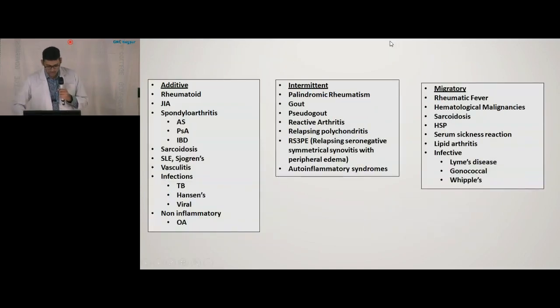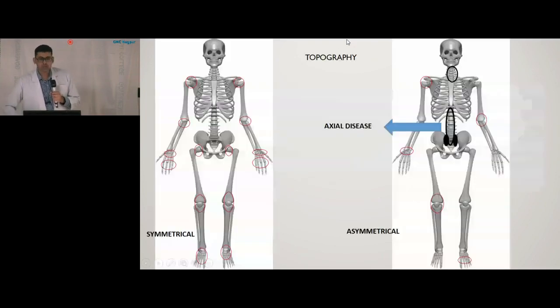So these are the differentials about additive, intermittent and migratory arthritis. Again, very theoretical. Coming to the topography of disease. What do you understand by this word topography? Is it something related to geography? Anyone? The topography of a terrain, okay? Where the mountains are, where the river is, where the lake is, something like that, and they are going to stay there. So this is something about arthritis as well.